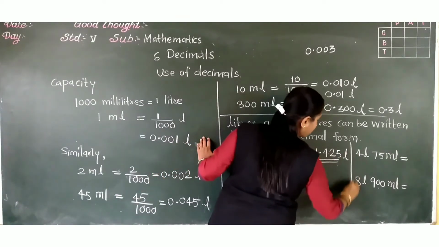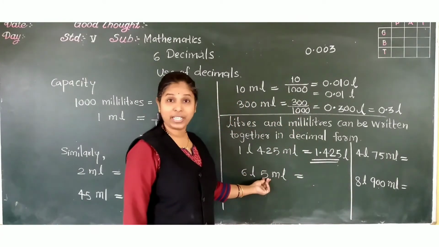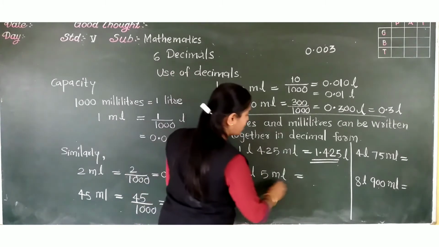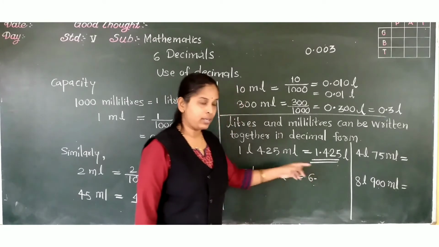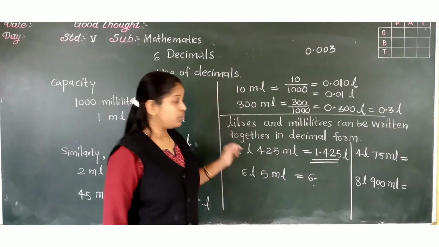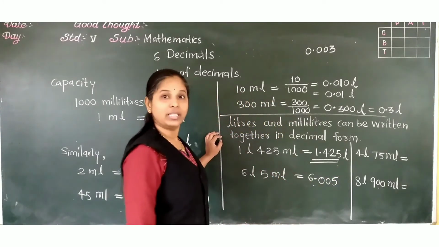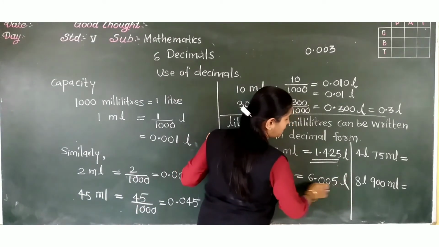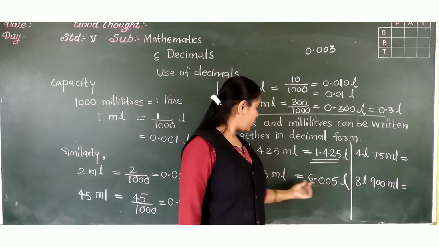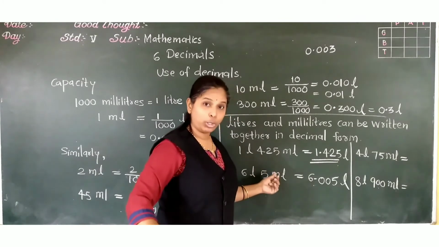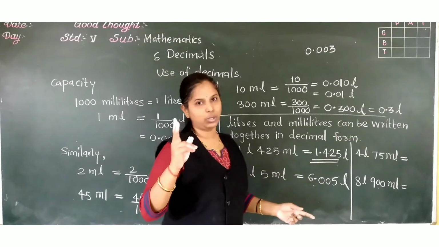Then 6 liter 5. Now only 5 milliliter is there. So how to show it? See here, 6 whole part liter is there. So 6 point. Only 5 milliliter you will have to show, that is 6.005 in this way. Okay? Because in the decimal part, in milliliters, 3 digits are compulsory. Here only 5 ml we want to show, only 1 digit, so before that write 2 zeros.